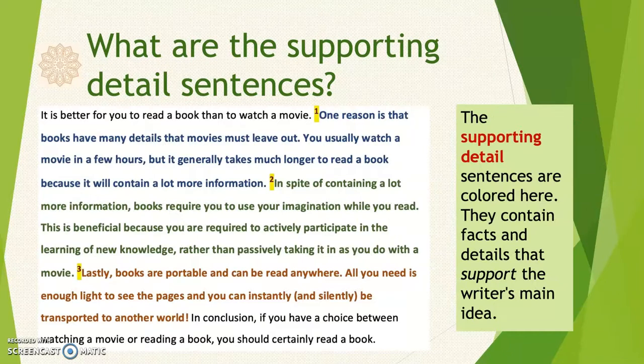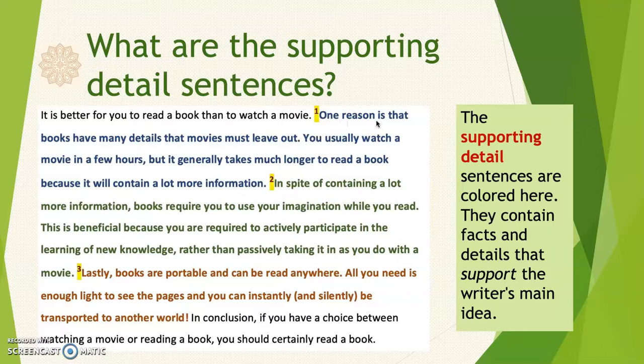So here is the answer. So as you can see, the supporting detail sentences are colored. I grouped them into 3 groups. There's the color blue, the color green, and the color red. Now I grouped them because each of these are 2 sentences talking about the same thing.